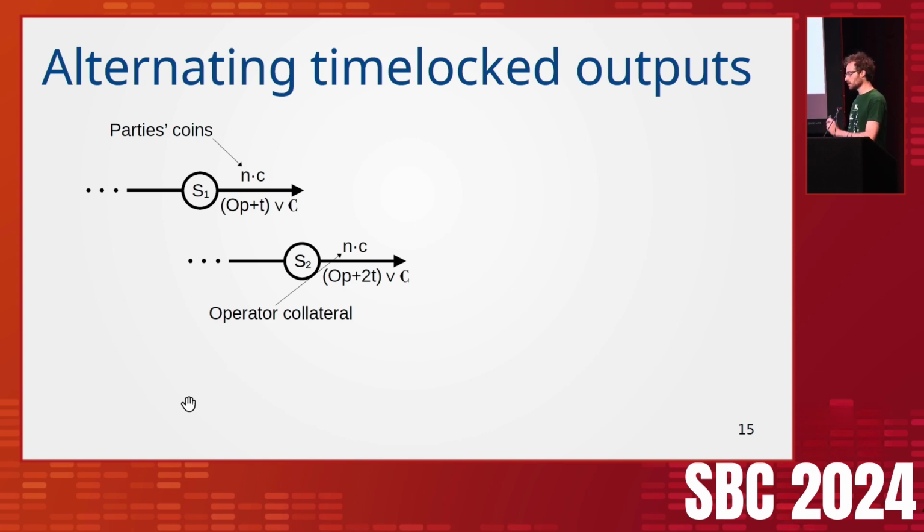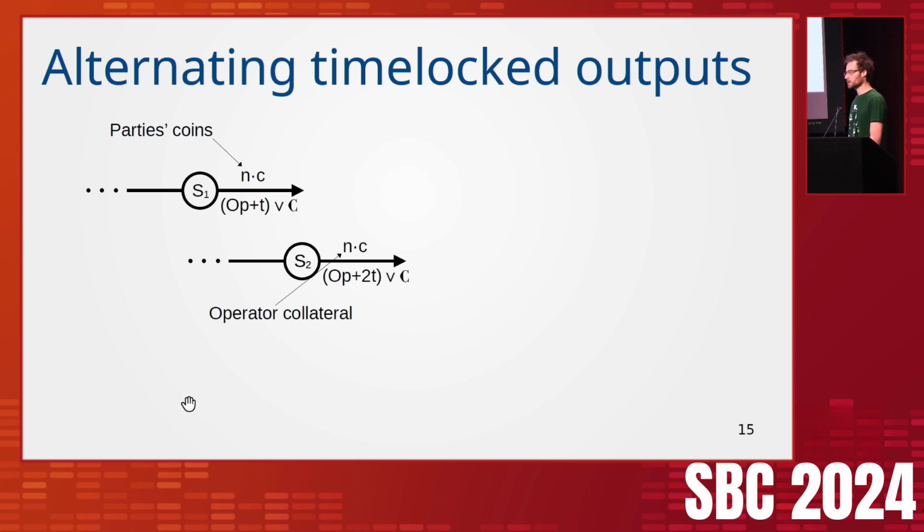And you will notice that the spending condition for both of these outputs are either the operator after a time lock, or some rule C that we will look at later. And this rule C is what is not encumbered with a time lock, and this means that it can be used right away. And in fact, this will be accessible by any user in order to take back their money unilaterally. And if you notice, the time locks of the two outputs differ by T.